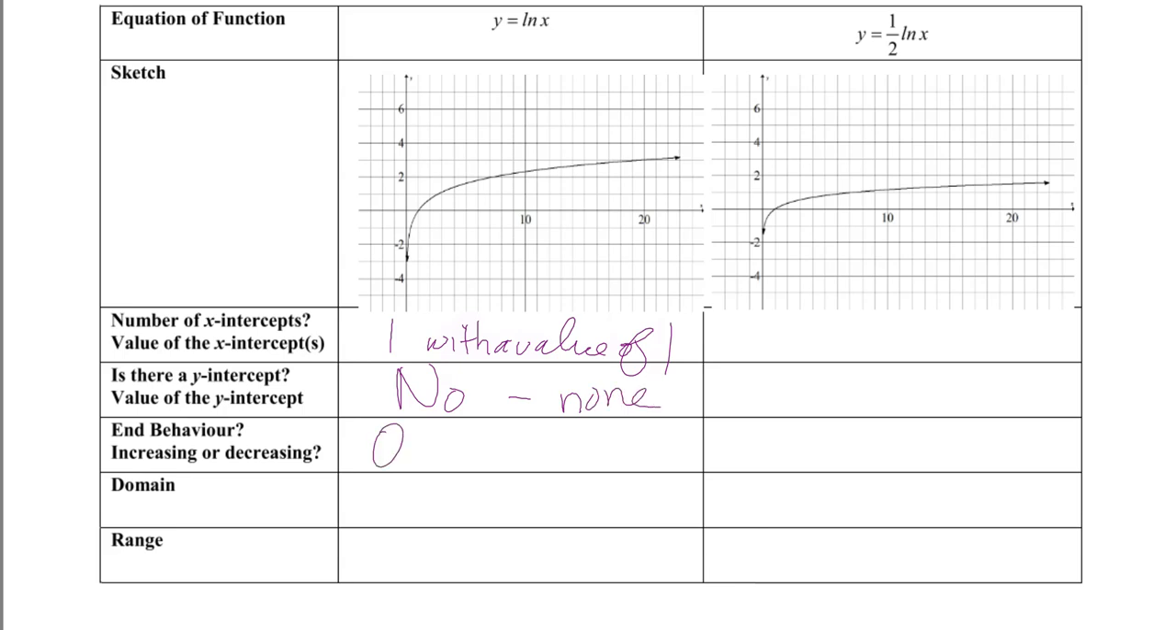And end behavior? Domain? Greater than 0. Range?